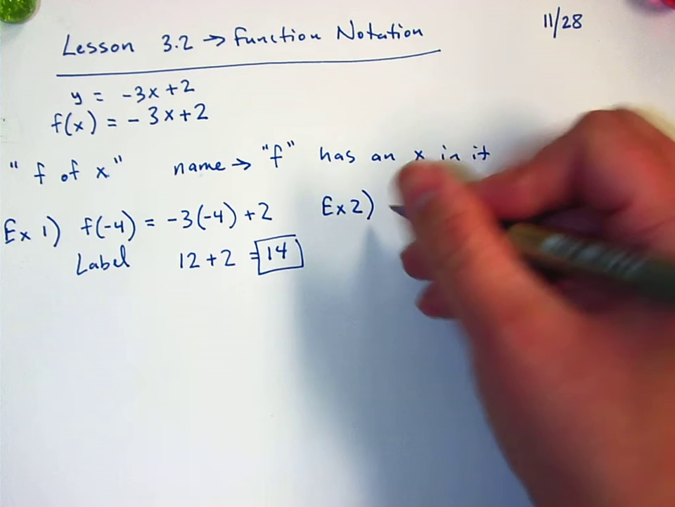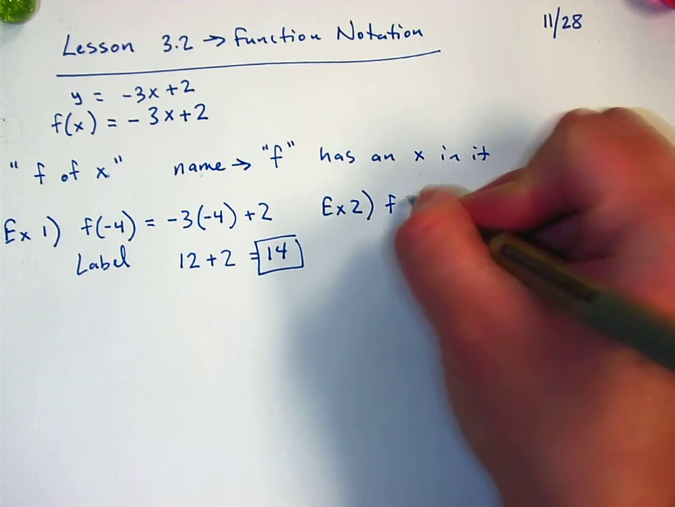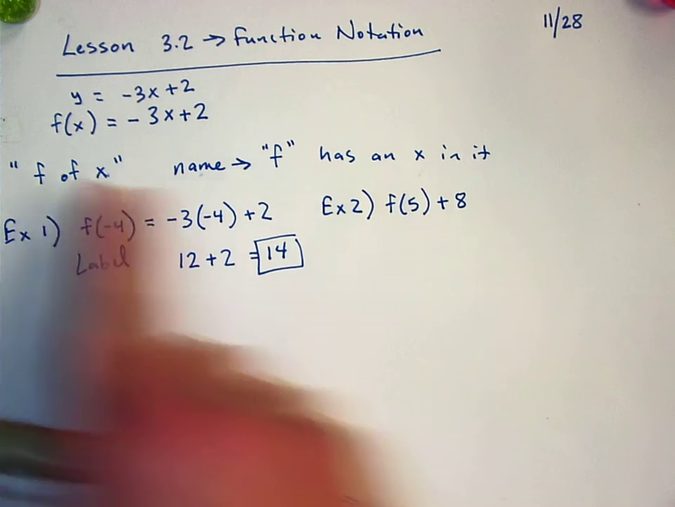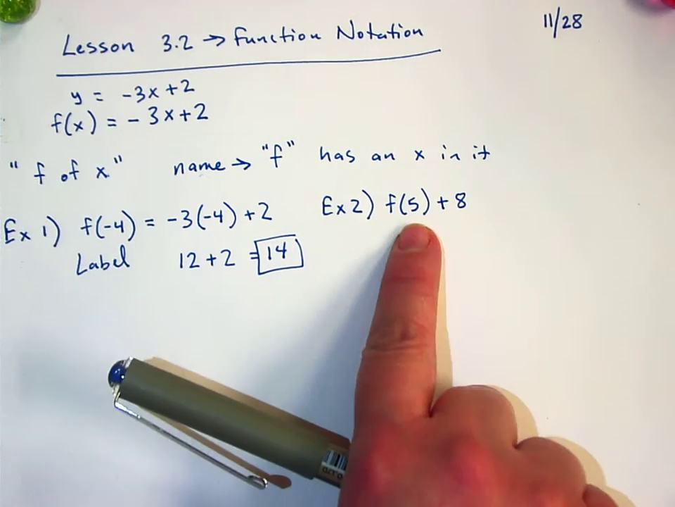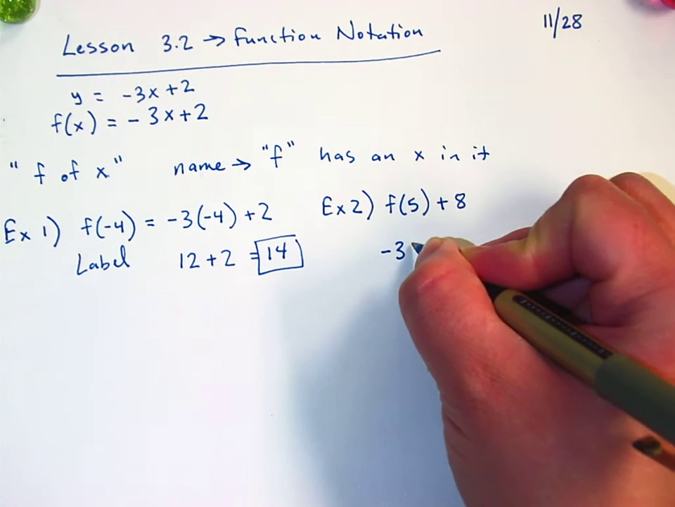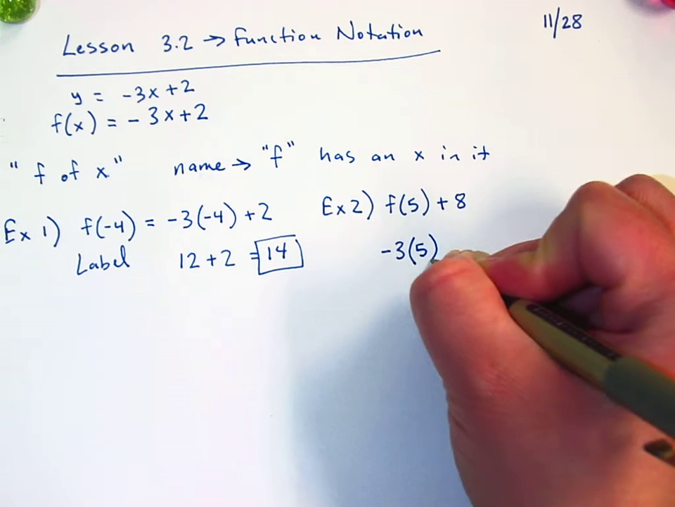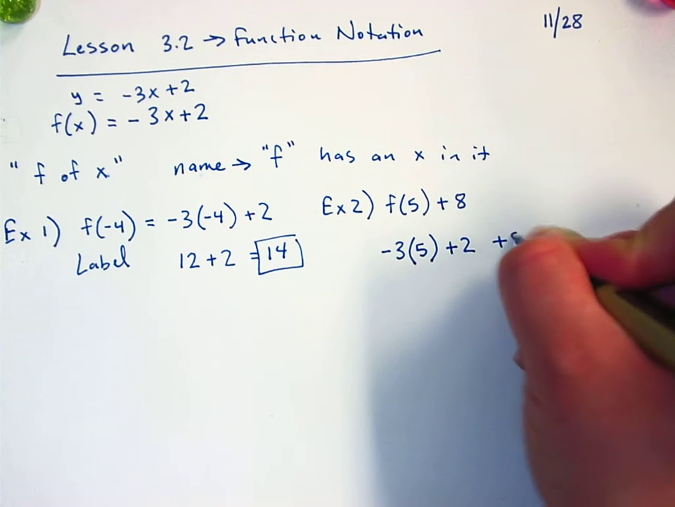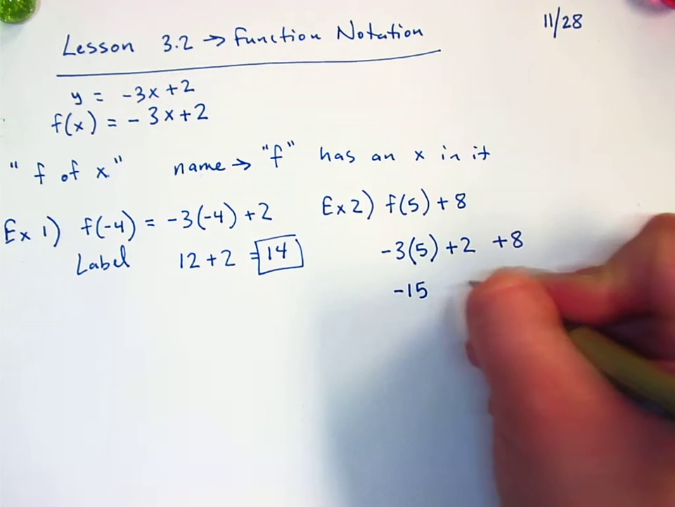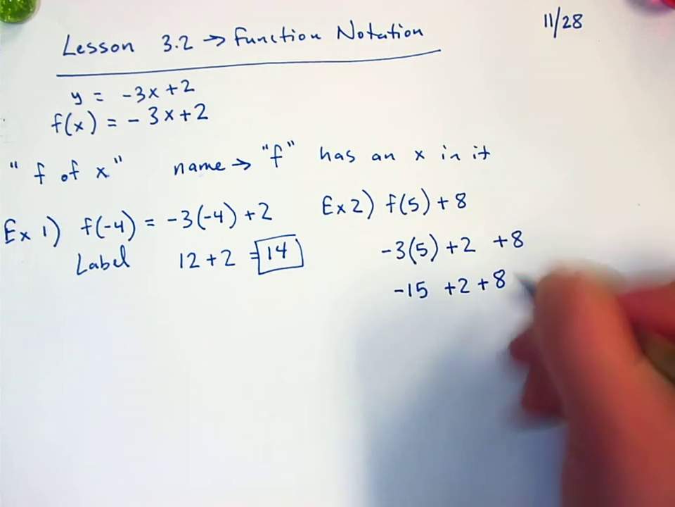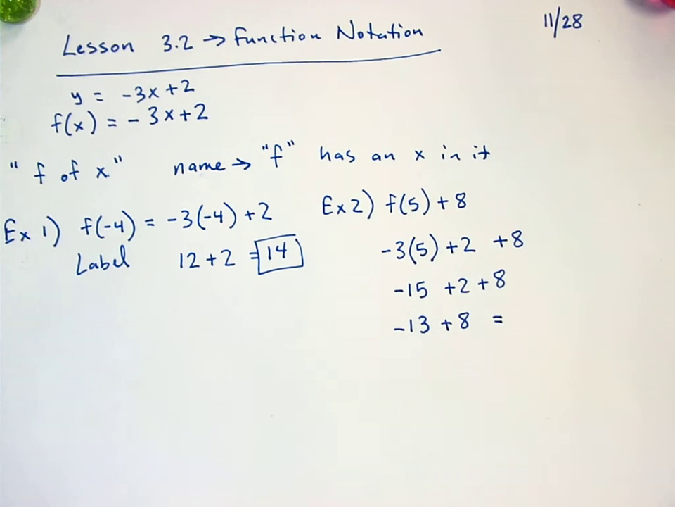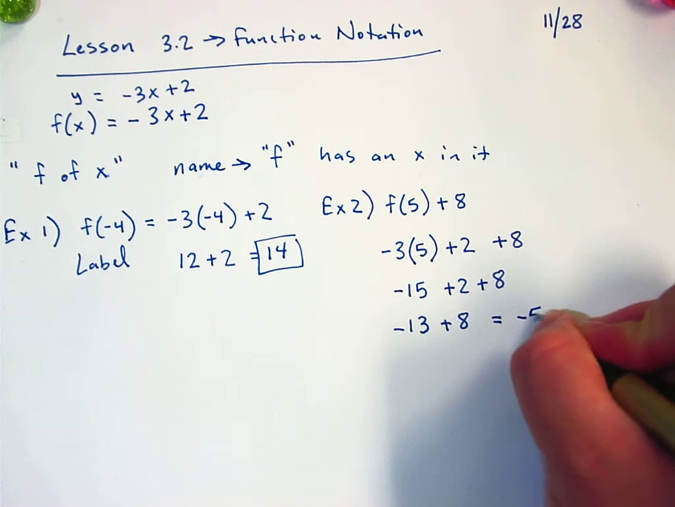Example 2. You could have f of 5 plus 8. That means I'm going to take the function f, which is right here. It's just a label. I'm going to put 5 in it, and then at the end I'm going to add 8. So I'm going to take the function negative 3 times x, but instead of x I'm going to write in 5, plus 2, and then I'm adding an 8 at the end. Negative 3 times 5 is negative 15, plus 2 plus 8. Remember, if this is going too fast for you, you can just simply stop it and catch up. So this one ends up being negative 5.